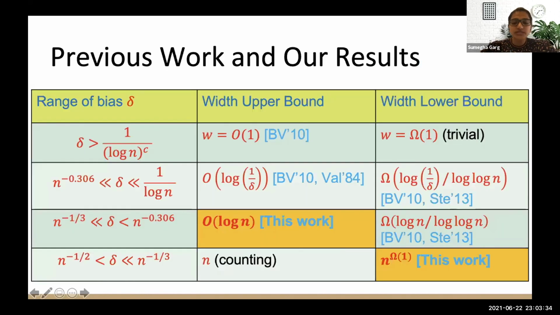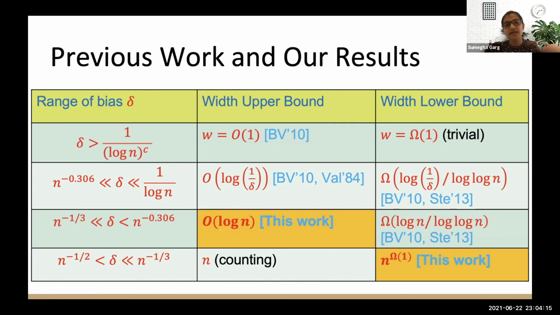Okay, so this is my last slide. Now I want to summarize the previous works and our result. Using recursive tribes, we can actually get a constant width read-once branching program that detects a bias of 1 by log to the constant. The lower bound here is trivial, as you need a constant width read-once branching program in any case.